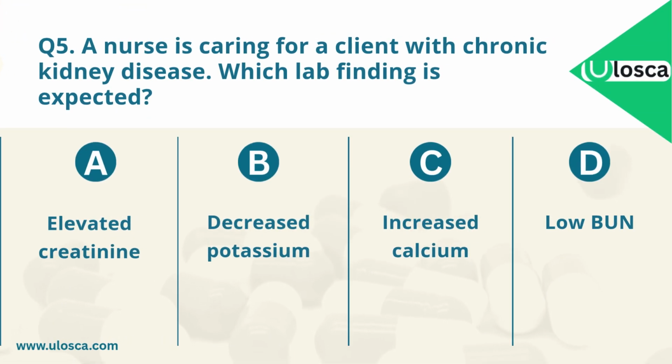Question 5. A nurse is caring for a client with chronic kidney disease. Which lab finding is expected? A. Elevated creatinine. B. Decreased potassium. C. Increased calcium. D. Low BUN. Which one is the correct answer?